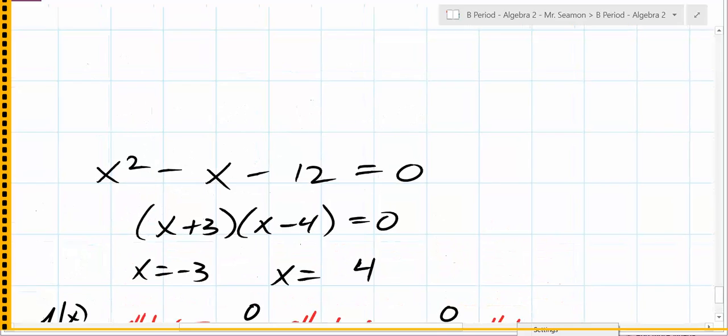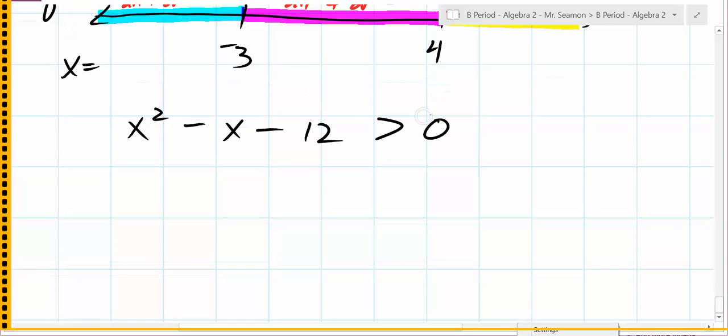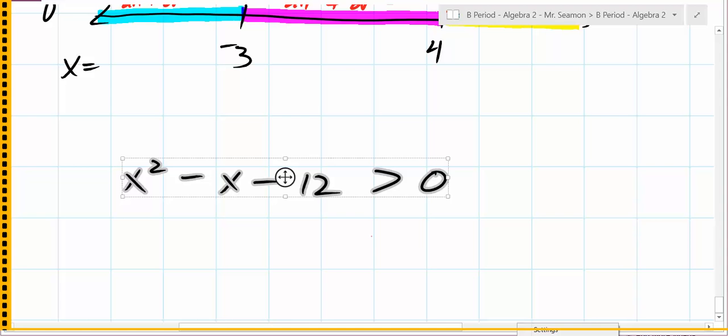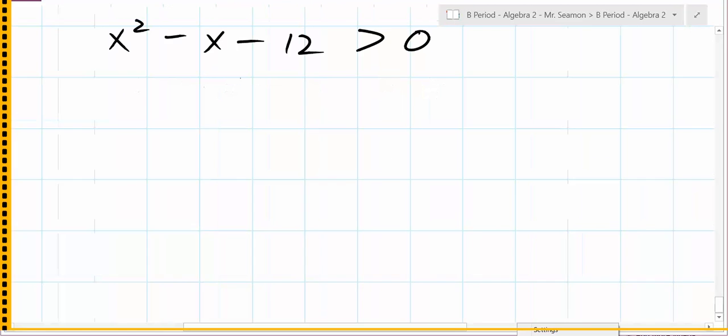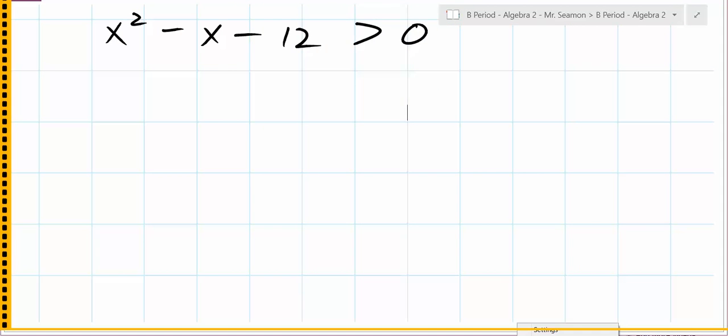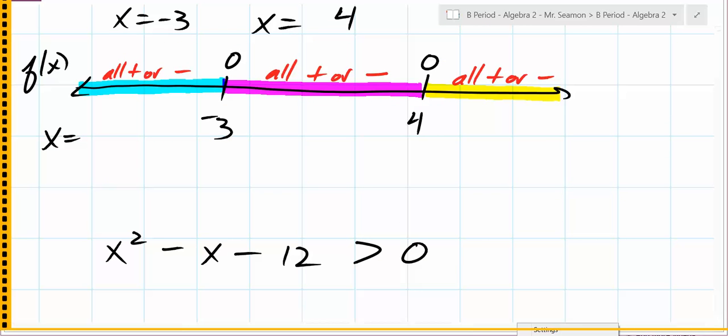So let's go back and look at this new question right here. X squared minus x minus 12 is greater than 0. If we drew that number line right there, we know that there are 3 regions right here. We know it equals 0 here. But what about between -3 and 4? It's either all positive or all negative.